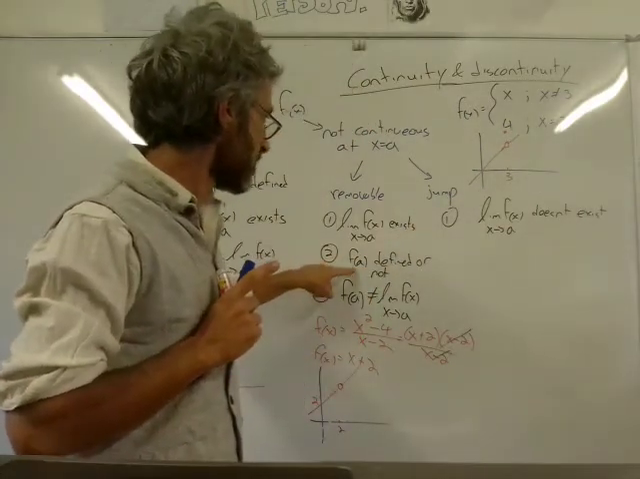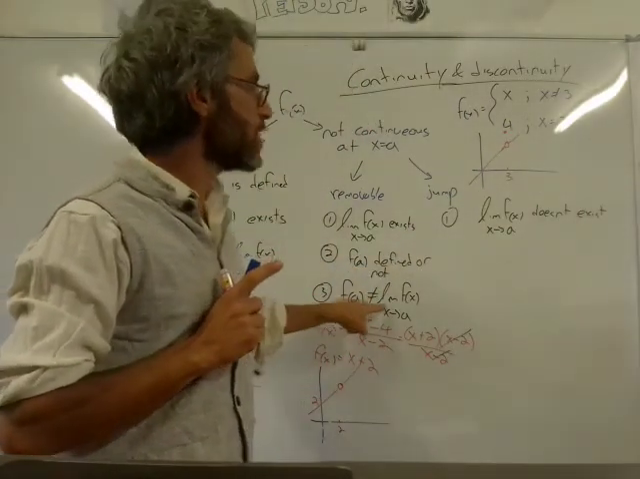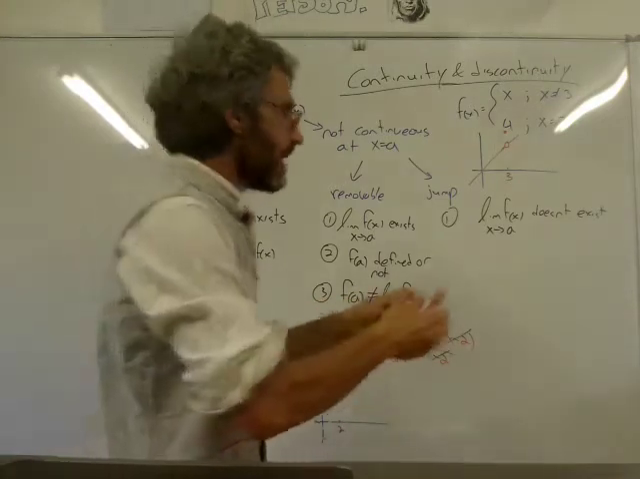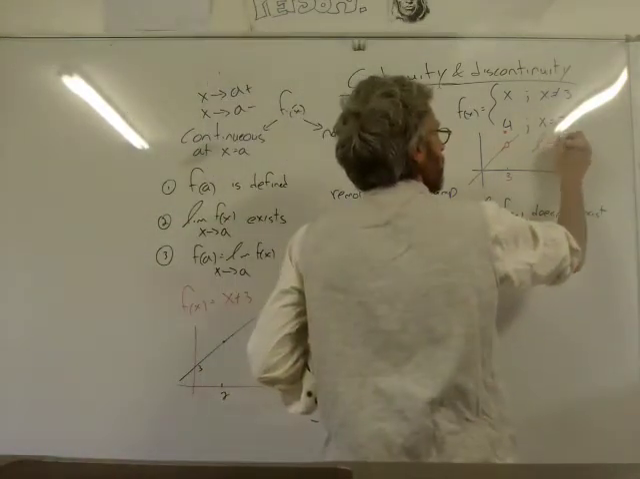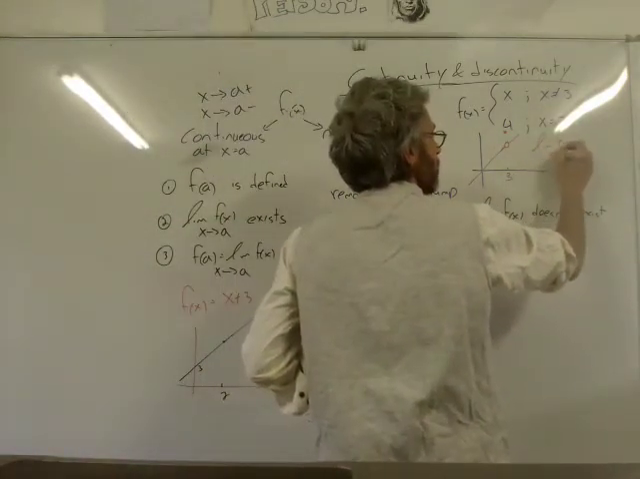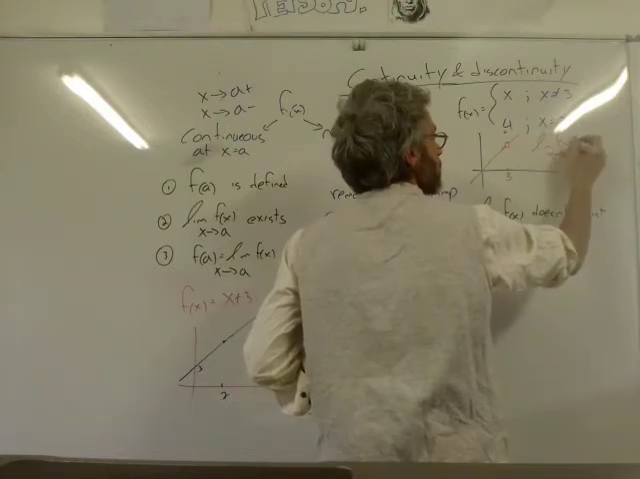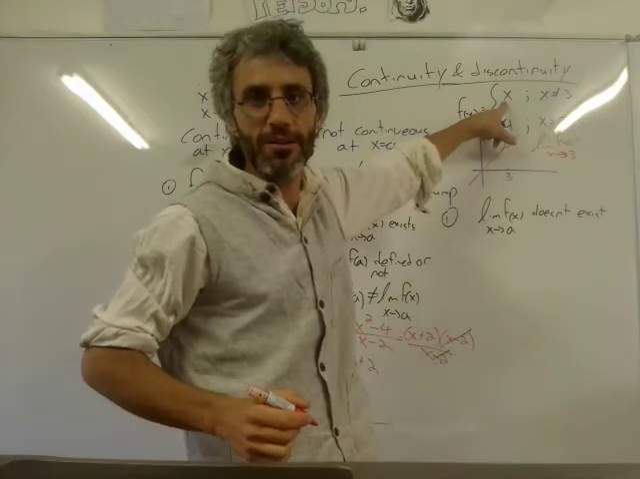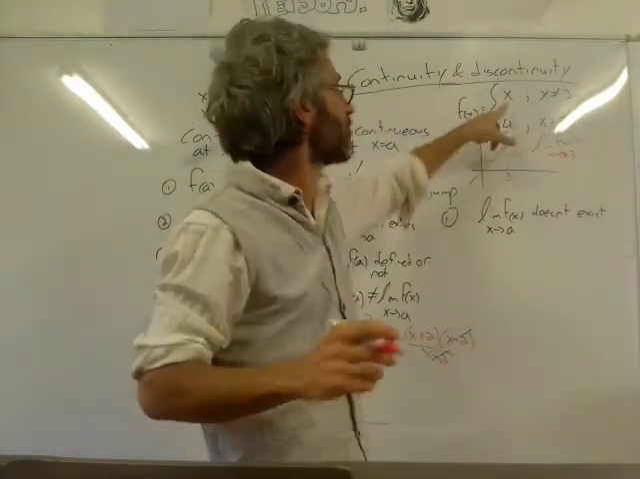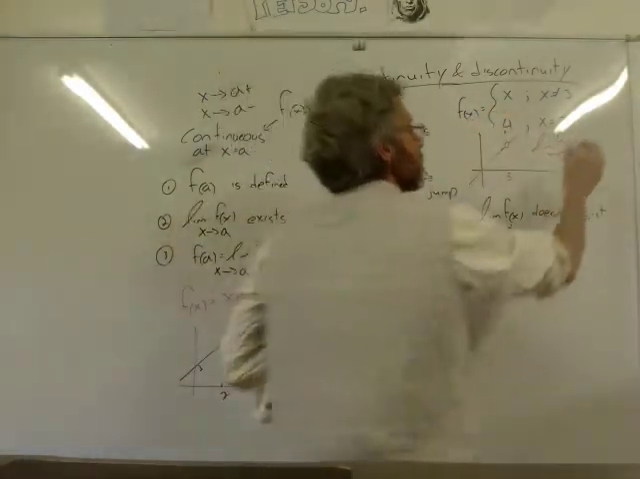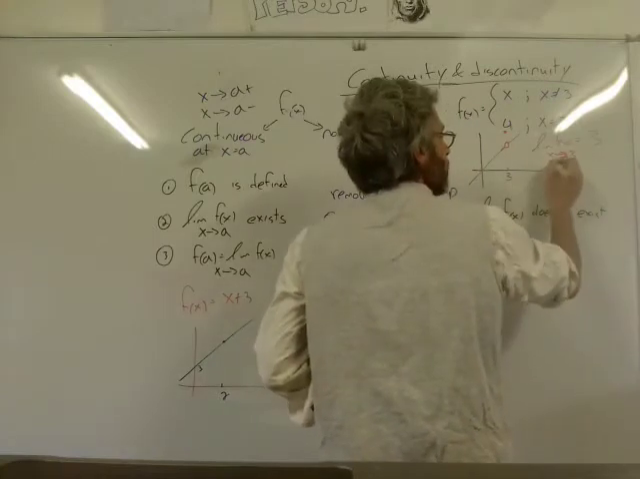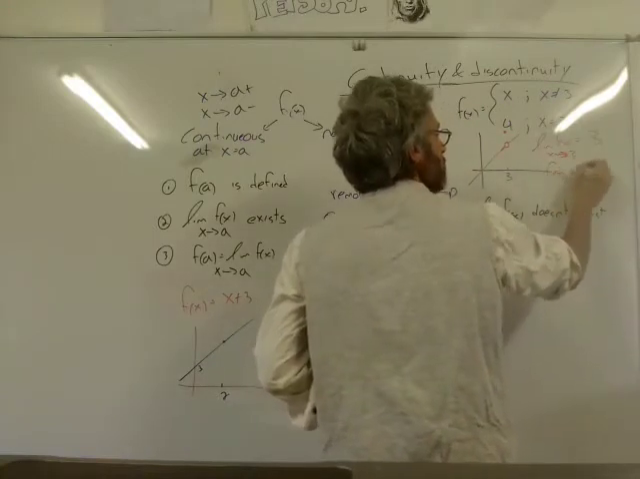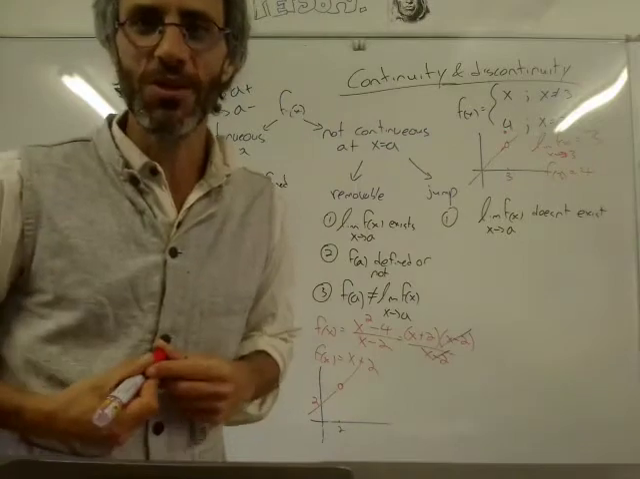Okay, it is defined, but it's not equal to the limit. The limit of f of x when x approaches 3, to get as close to 3 as possible without reaching 3, is simply going to be 3, because anywhere else apart from 3, f of x equals x. So it's going to be 3. But f of 3 is actually 4. So it's not continuous.